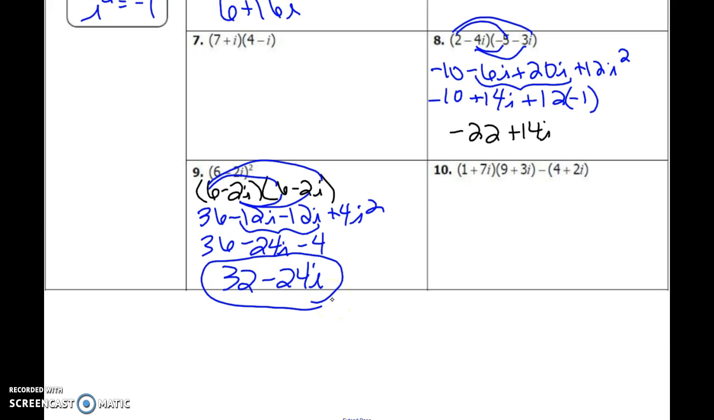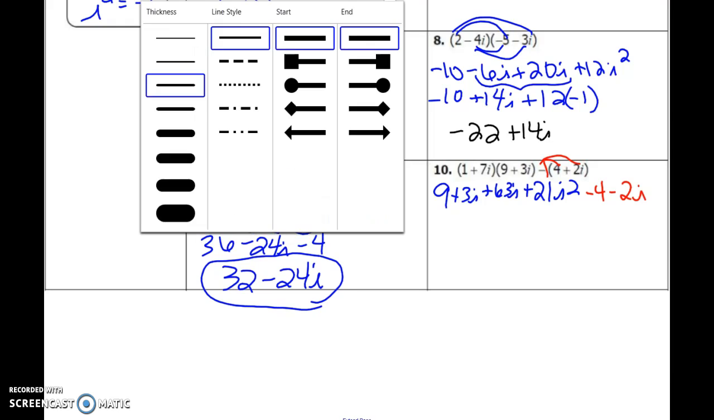Number 10, you first got to FOIL and then combine it with that minus the other complex number. So FOIL, first 9, outside 63i, inside 3i, and last 21i squared. And then we have a negative 1 being distributed. So if you would distribute negative 1 to all that, it'd be minus 4 minus 2i. And then you can add like terms.